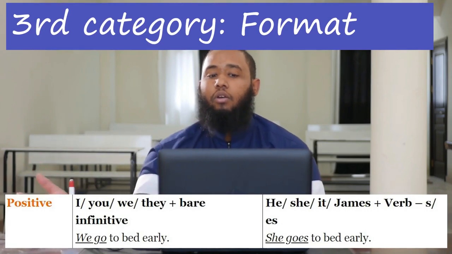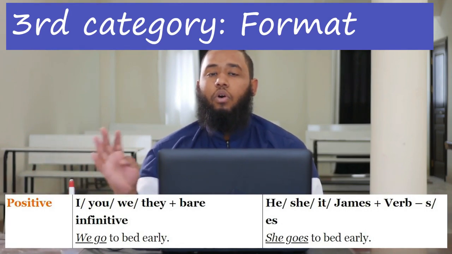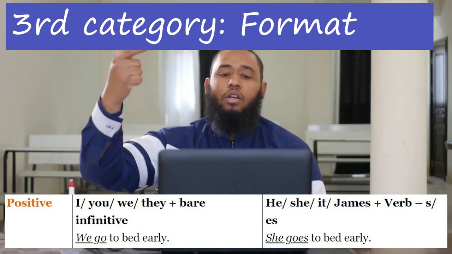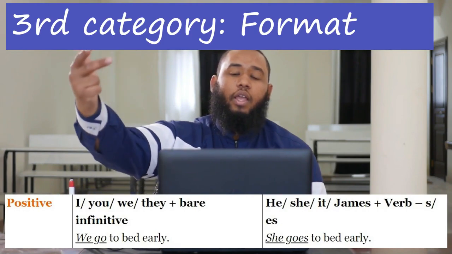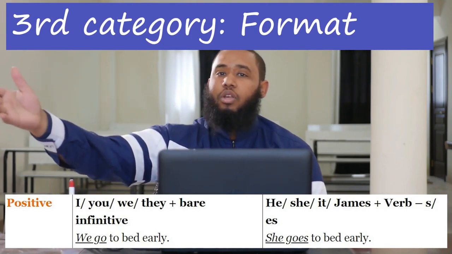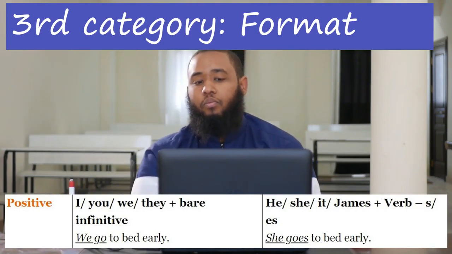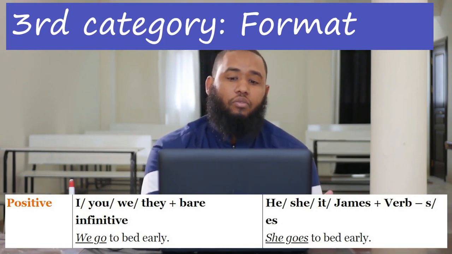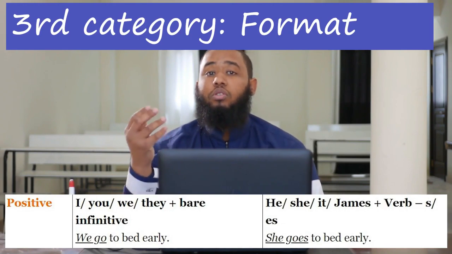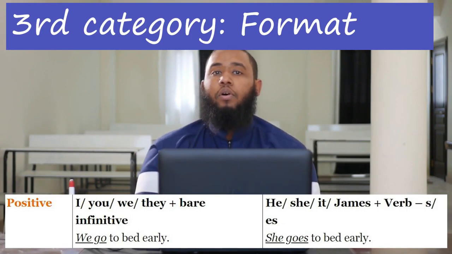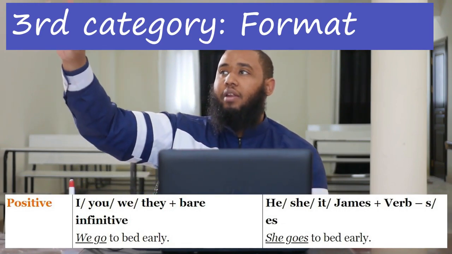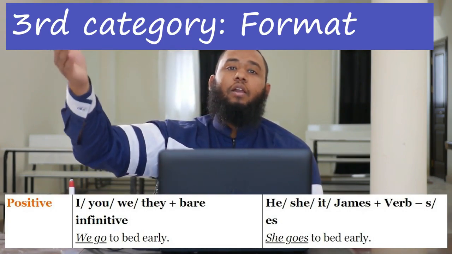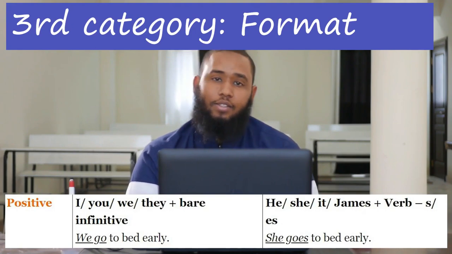But the second category, the 4 words are different. You will use the words he, she, it, or somebody's name. We'll say Jamal. And then, instead of using a bare infinitive, you will use a verb, but that verb will end in the letter S, or it will end in the letters ES.